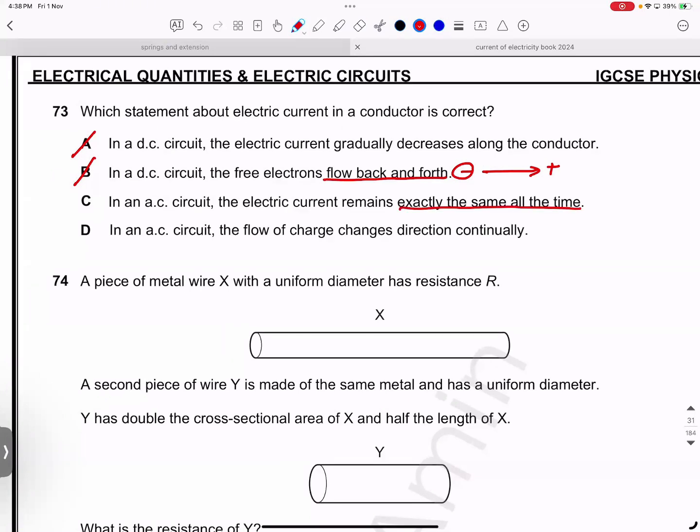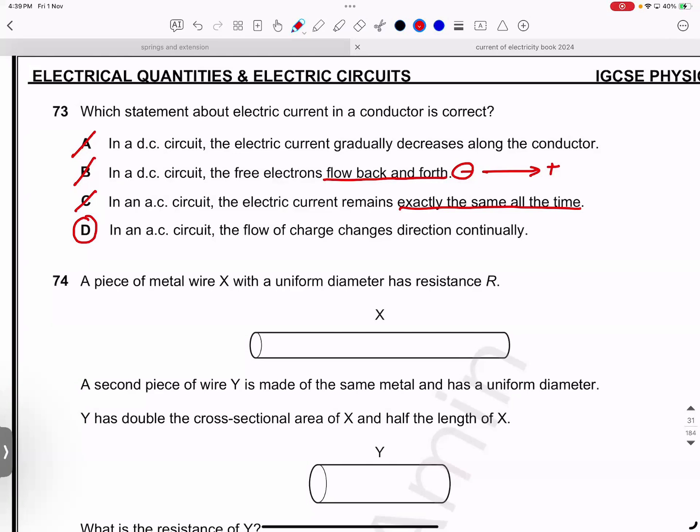C: In DC circuit, the electric current remains exactly the same all the time. It can be changed by temperature, by changing resistance or anything. Wrong. They say always. D: In AC circuits, the flow of charges changes direction continuously. True. AC is alternating current. Direction keeps changing periodically, continuously. Option D.